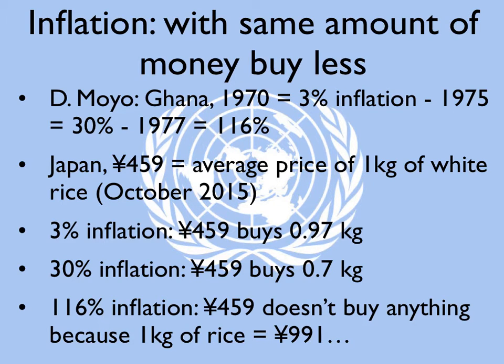So not, as I said, a terrible inflation. But now let's jump to a 30% inflation, and we realize that now you start really feeling it, right? You can only buy with the same amount of money 0.7 kilogram. And obviously, if we look at 1977 in Ghana, the inflation was 116%, which means that with 459 yen, you couldn't buy anything because the price of 1 kilogram of rice would be 991 yen. So that is how increasing oil prices is connected to poverty, right? Because if you only have 459 yen, then you cannot buy the rice and you will be hungry and considered poor.